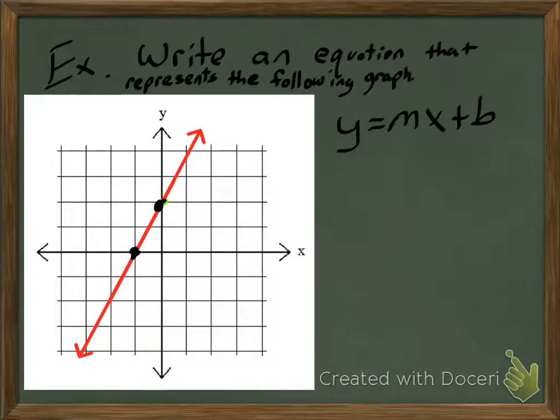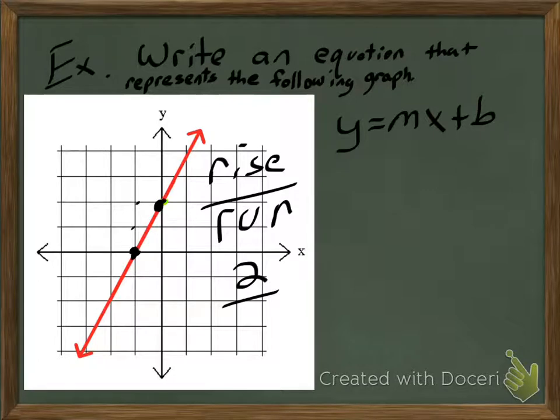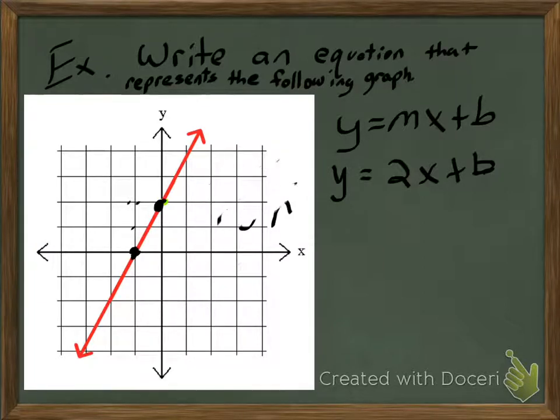Alright. So now we have to find m, our slope, which is rise over run. So what is my rise? I rose 1, 2, and my run is 1. So my slope is 2 over 1, or just 2. So over here I'm going to rewrite my equation, y equals 2x plus b. Now b represents my y-intercept. So which one of these crosses the y-axis? Well, it crosses right here. So what value is that for y? It's 2.